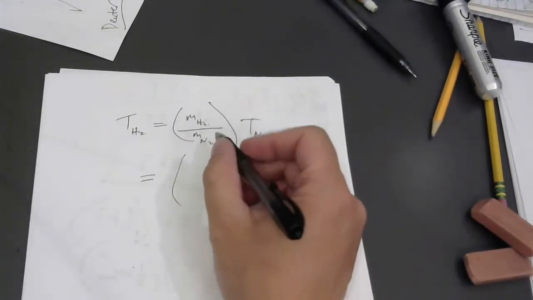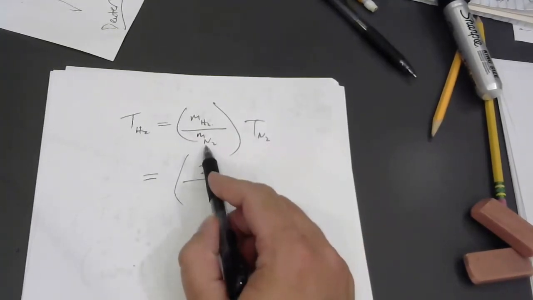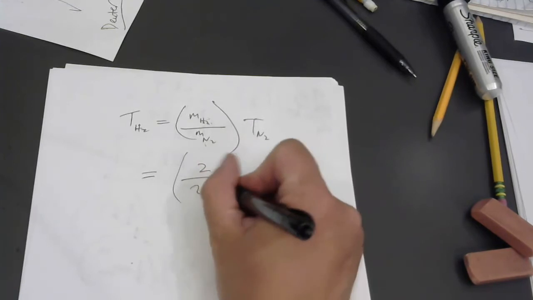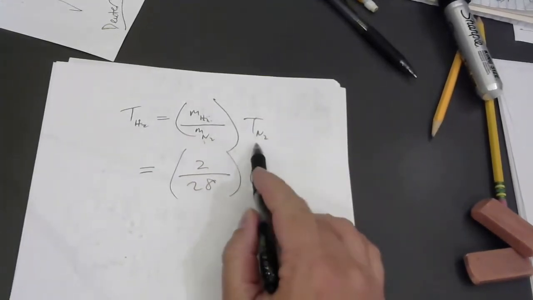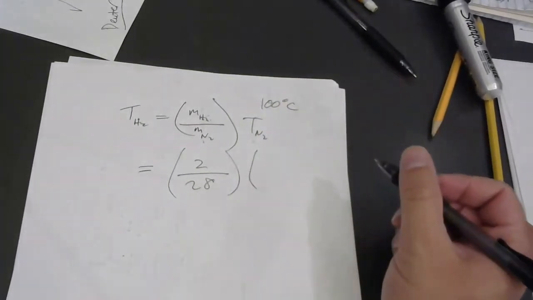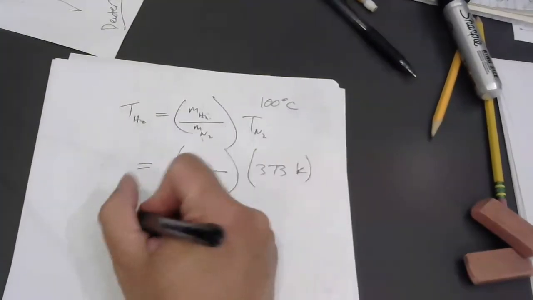Okay, so since there's two hydrogens, there are two nucleons. Nitrogen is atomic number 7 on the periodic table. So each atom has 7 protons, 7 neutrons, that's 14, but there's 2 of them, so it's 28. I believe I did this right. And then we're told that the temperature of the nitrogen is 100 degrees Celsius. Don't forget to convert, add 273, so 373 kelvins.